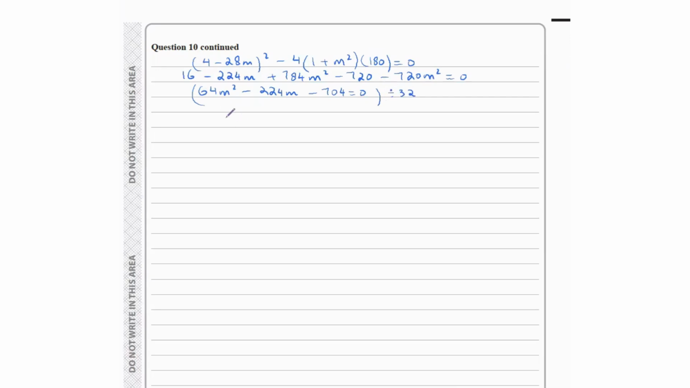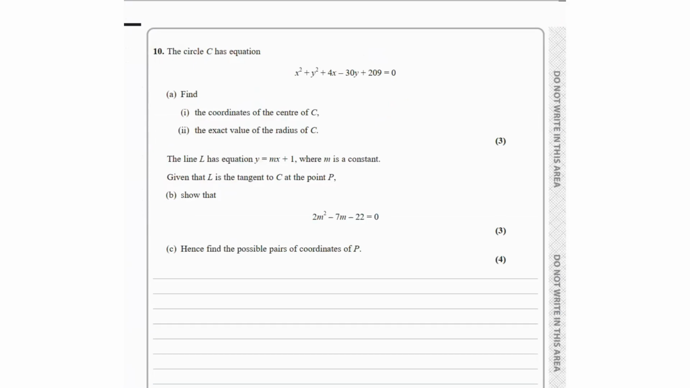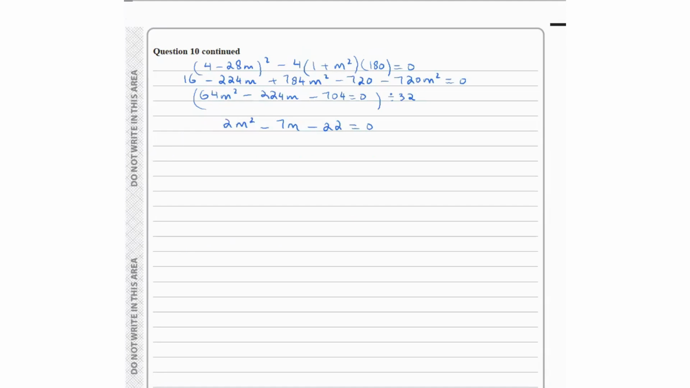And that is going to give us 2m squared minus 7m minus 22 equals 0. That's your answer. Then for part C, it says hence find the possible pairs of coordinates of P. So for that, we're going to solve this quadratic equation first. So 2m squared minus 7m minus 22 equals 0.